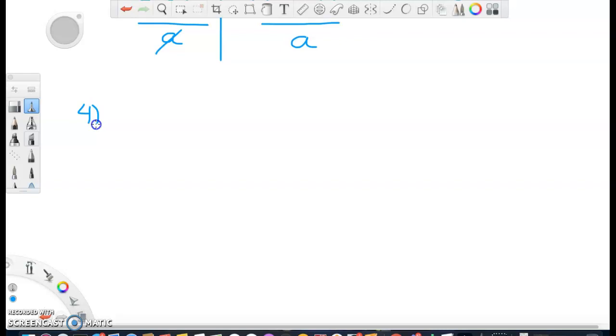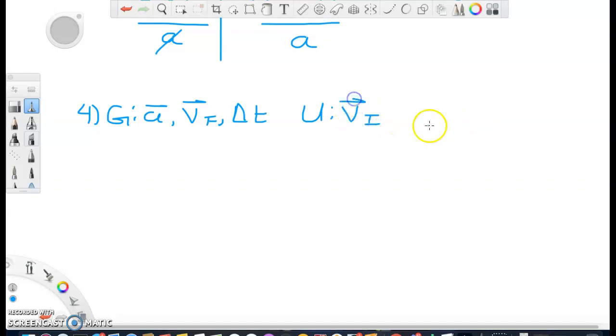So the last manipulation is going to be if we are given information on the acceleration, the final velocity, v final, and the initial time or change in time, delta t. And our question is asking for information about the initial velocity, v initial. What are we going to do there?